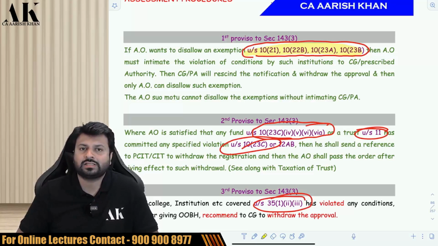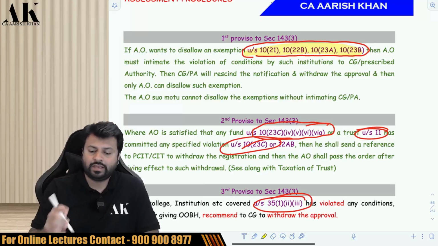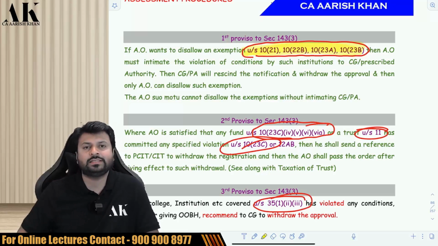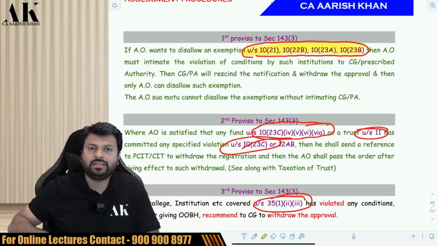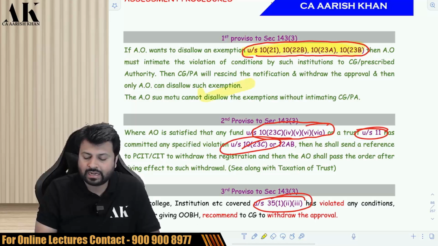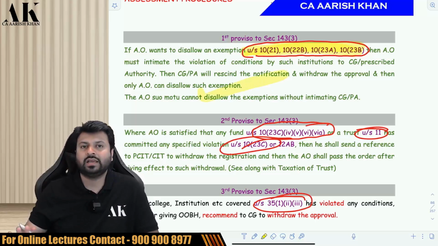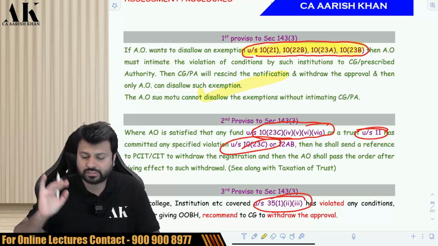The AO will check the conditions, and if the AO finds that there is any violation, the AO does not have the power to suo motu disallow the exemption. If the AO finds that there is any violation made by these associations, the AO will intimate the central government. Central government will look into the matter, and then intimate the assessing officer, and then the assessing officer accordingly can disallow the exemption. Moral of the story, the AO cannot disallow the exemption suo motu unless the central government withdraws the approval of this institution.